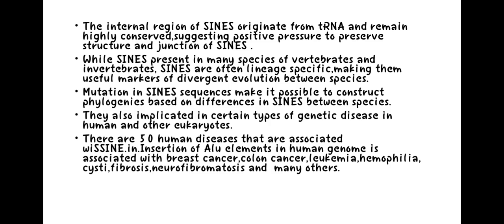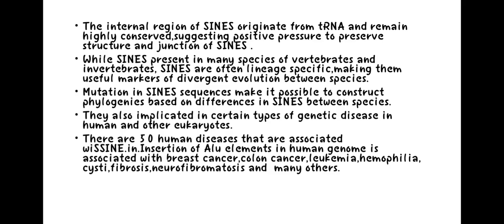The internal region of SINEs originates from tRNA and remains highly conserved, suggesting positive pressure to preserve the structure and function of SINEs. While SINEs are present in many copies in vertebrates and invertebrates, SINEs are often lineage specific, making them useful markers of divergent evolution between species. Mutations in SINE sequences make it possible to construct phylogenies based on differences in SINEs between species.